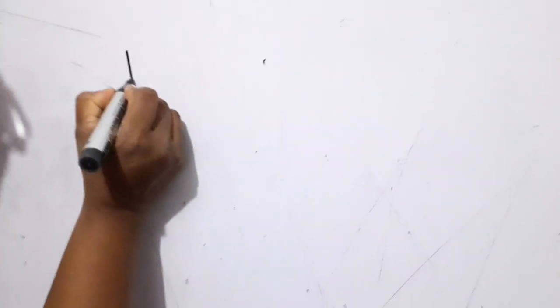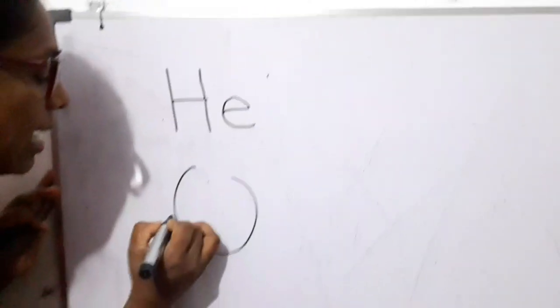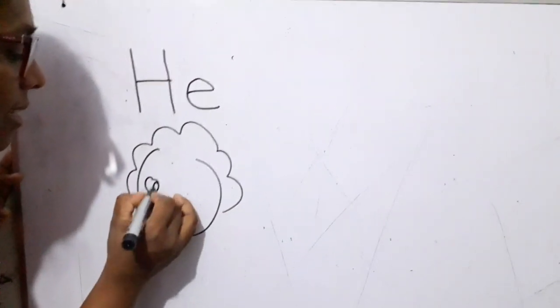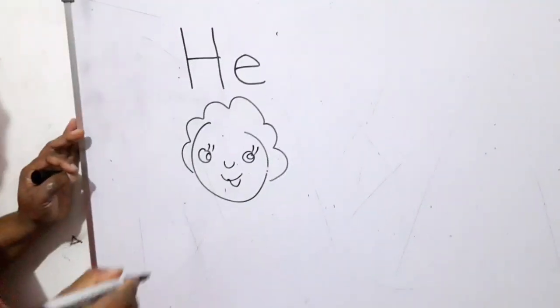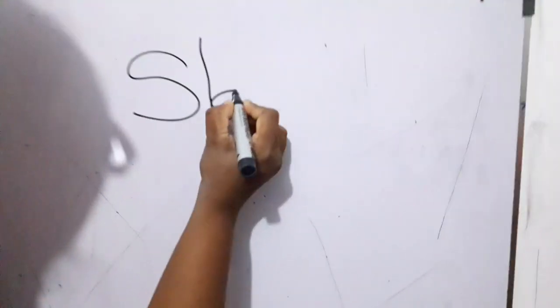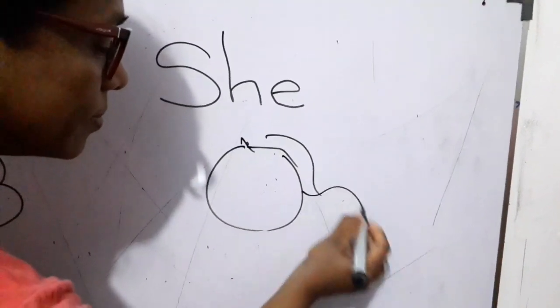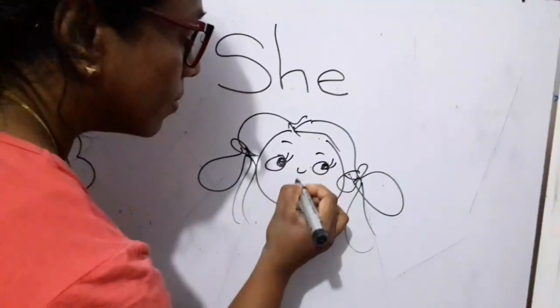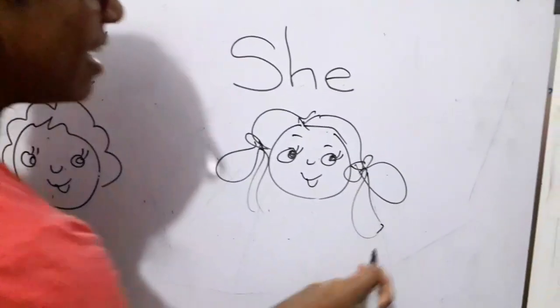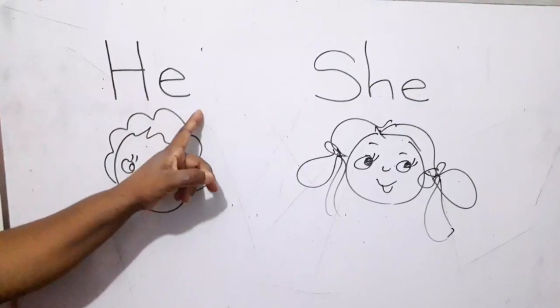Okay, how do you write he? Let's see. H E, he. How do you write she? S H E. She, right? H E, he.